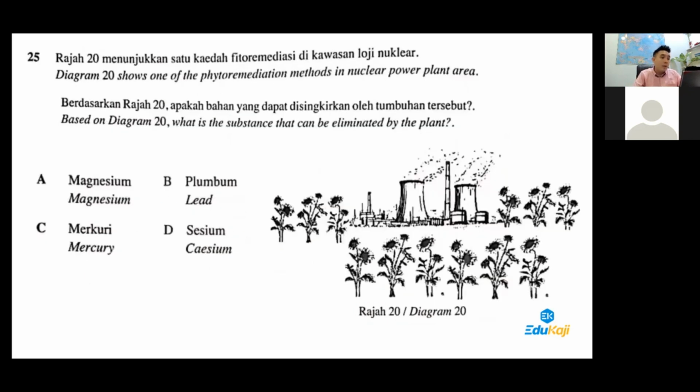Okay, guys, 25. What substance can be eliminated by the plant in the process of phytoremediation? Guys, if you remember phytoremediation, I think if you refer to your textbook, you should be able to see that cesium, this one you have to read. Cesium can be removed by sunflower. Okay, 25 answer is donkey.